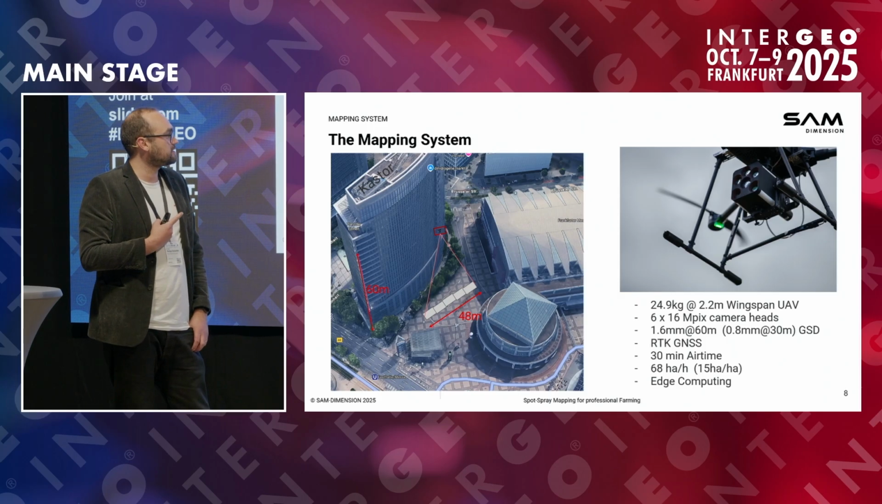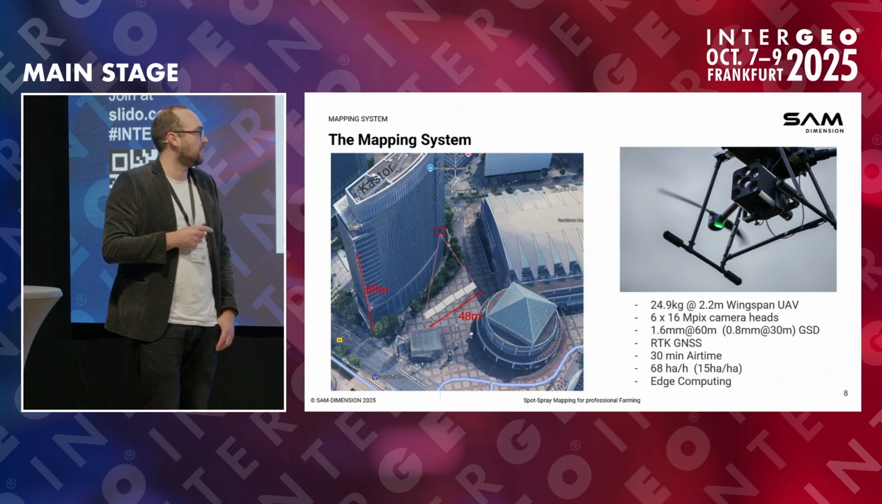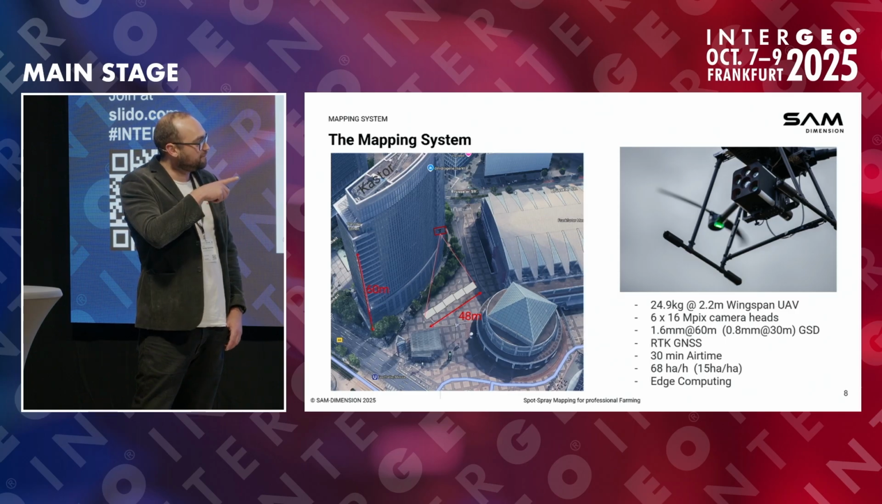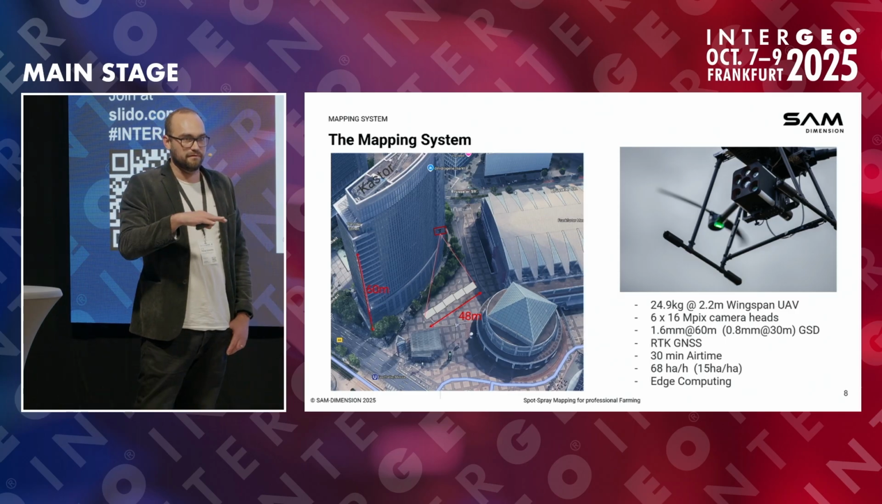The drone has 30 minutes of airtime. And with that combination, we can achieve 60 hectares of mapping at this 1.6 millimeter resolution, or 15 hectares per hour if you go for half the flight height.